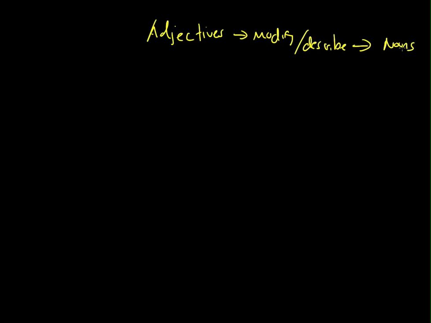Let's take a look at how to use adjectives in a sentence in Spanish. And adjectives modify or describe nouns. And what is a noun? Well, a noun can be a person, a place, a thing, or an idea.